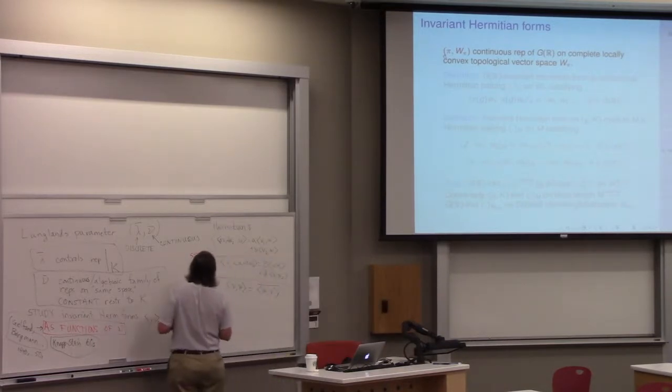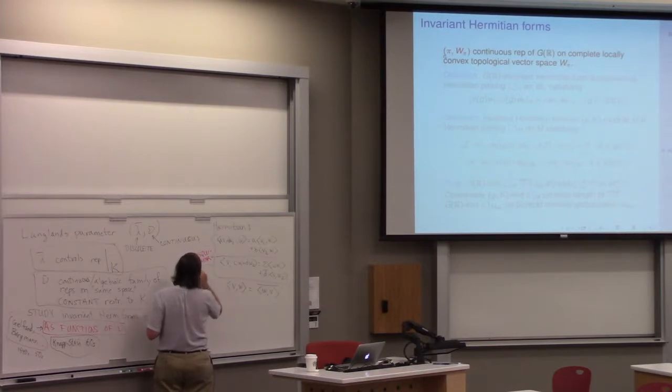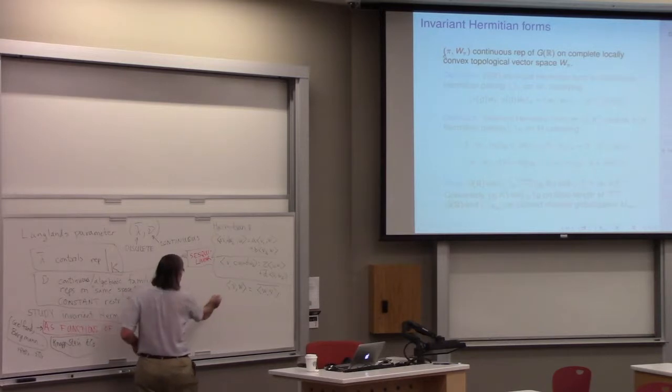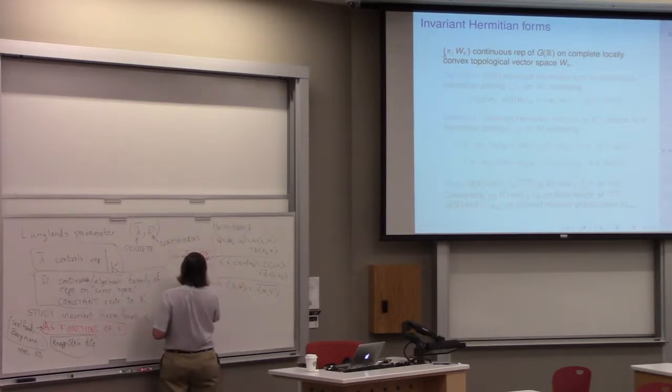So here, this makes sense. We could have two different vector spaces. This condition, of course, only makes sense if the two vector spaces are the same.